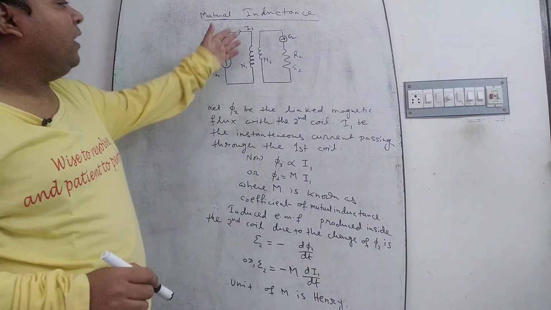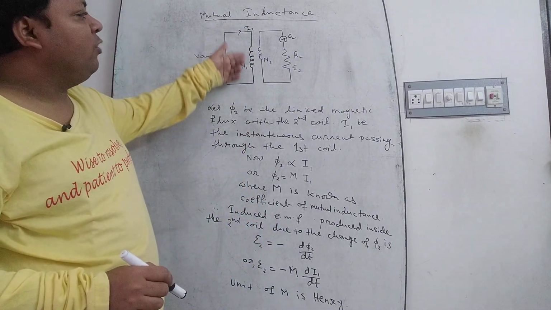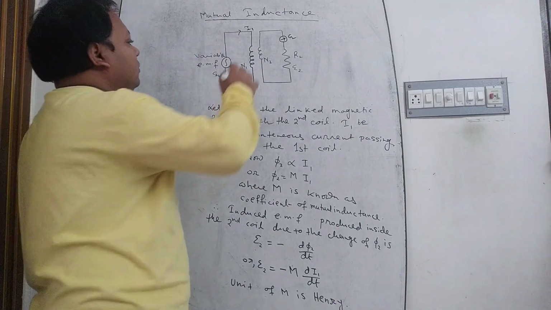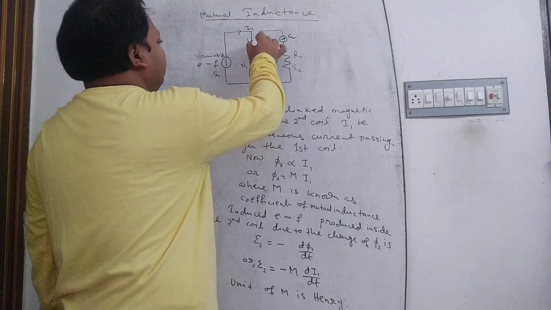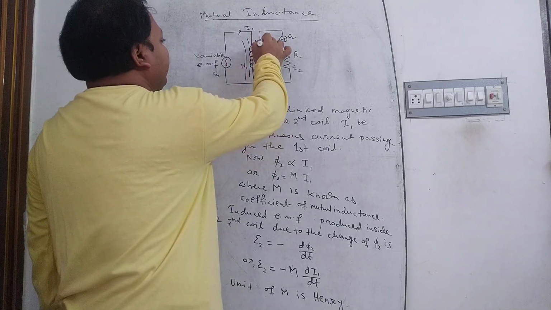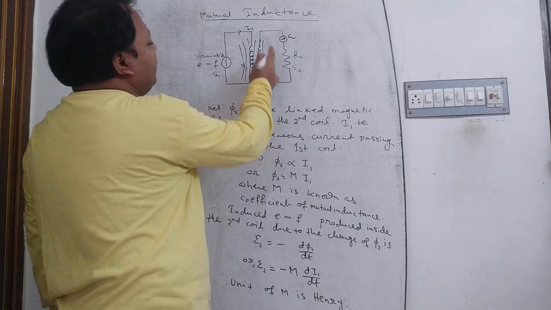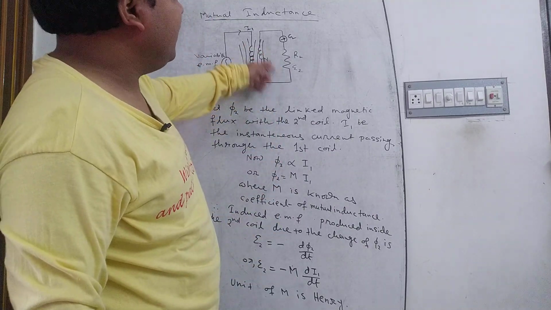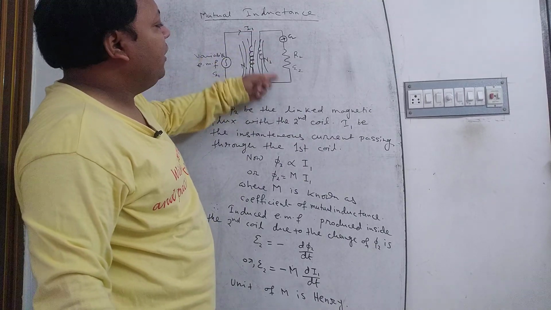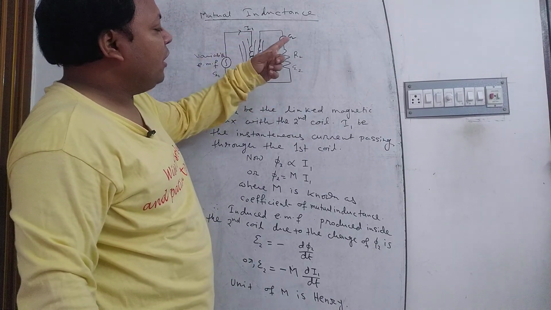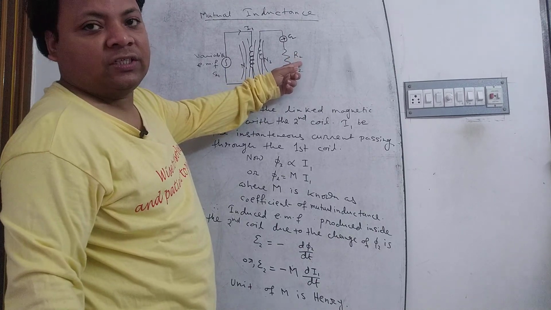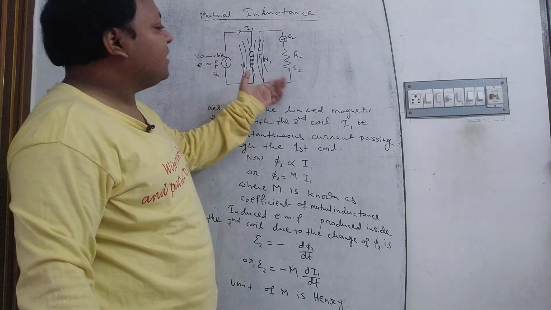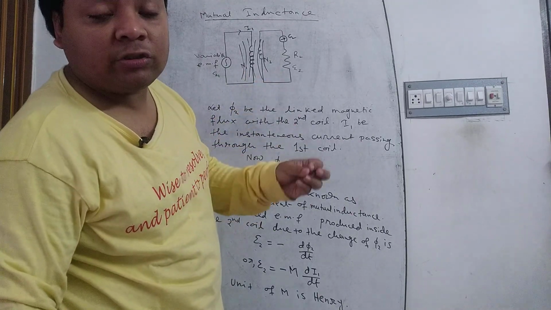Now, some magnetic lines of force are generated due to the flow of current in the first coil, and these magnetic lines of force also link with the second coil. But the second coil is a closed circuit. It is attached with a load resistance RL and a galvanometer G. But in the second coil there is no source of current.